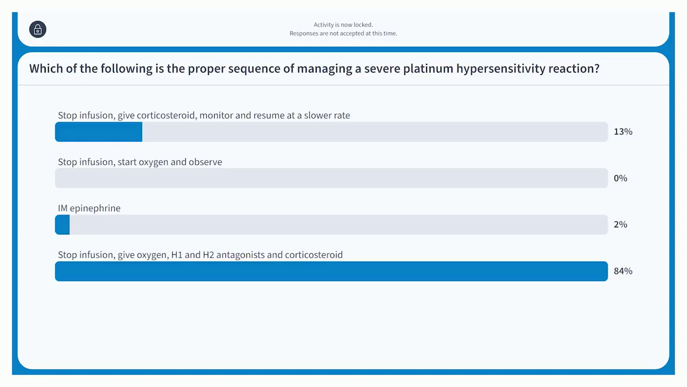So you're going to be stopping the infusion. IM epinephrine does potentially have a role in some of those more severe reactions, but again, the very first thing you need to do is stop that infusion. If there's shortness of breath, you're going to want to administer some oxygen. Your H1 and H2 antagonists and corticosteroids are going to be your supportive care for these patients that you're able to provide.